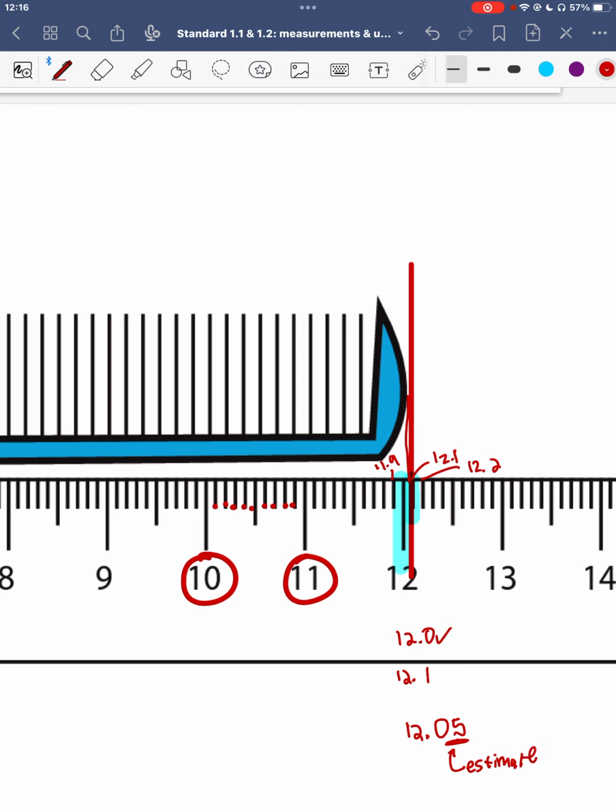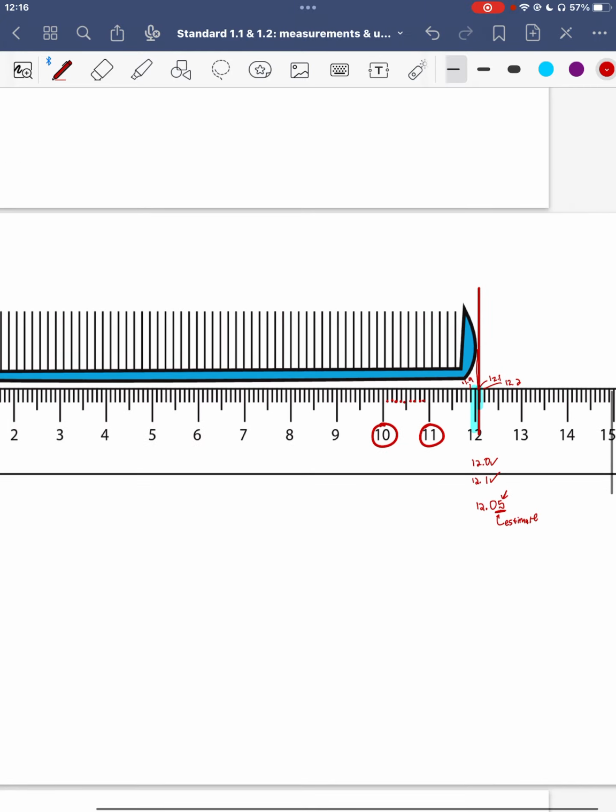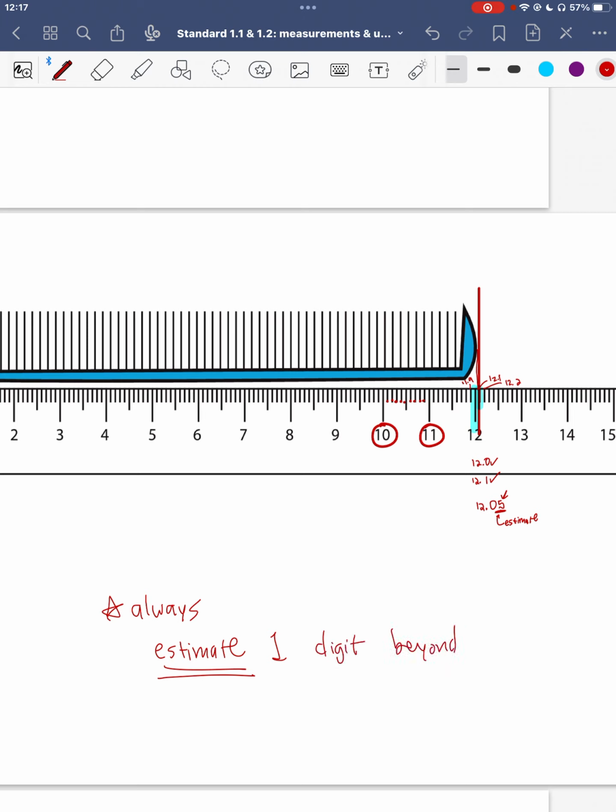The ruler had tick marks for 12.0 and 12.1. Great. So I took an estimate of the final digit. The rule we use is we always estimate one digit beyond whatever it shows on the tool. One digit beyond the tick marks on the tool.